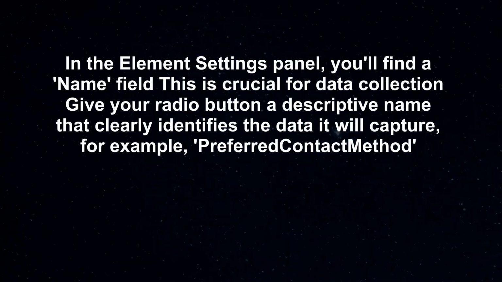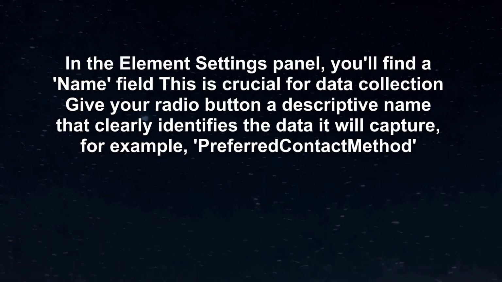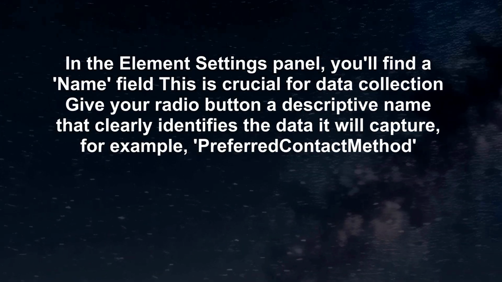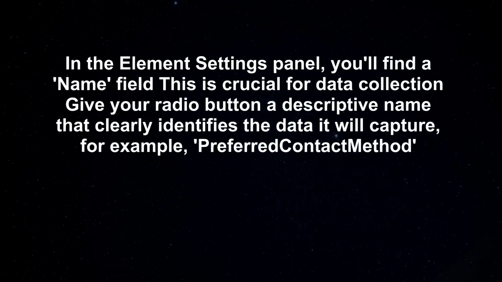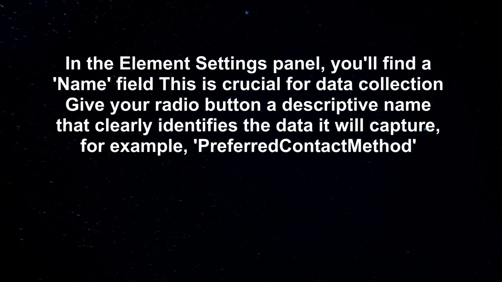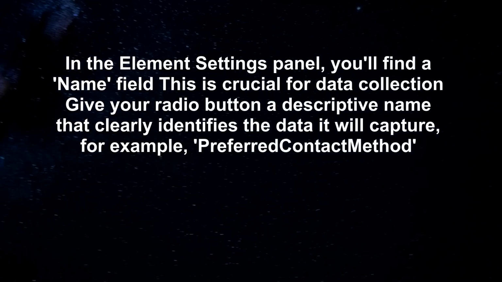In the Element Settings panel, you'll find a name field. This is crucial for data collection. Give your radio button a descriptive name that clearly identifies the data it will capture. For example, preferred contact method.